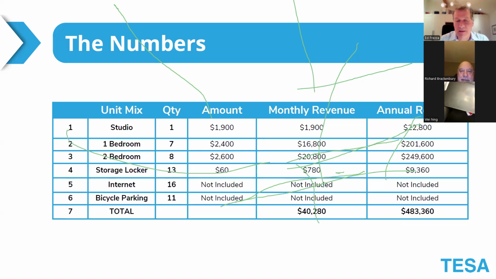So we've got the unit mix on the left, a studio, a 1-bedroom, a 2-bedroom. We've got storage locker, internet, bicycle parking for a total of the annual revenue. Again, these buildings' value is predicated on how much income they can bring in. A simple $100 per month times 12 is $1,200. If we use an easy 4% cap rate, taking the 1,200 divided by the 4% cap rate yields $30,000.